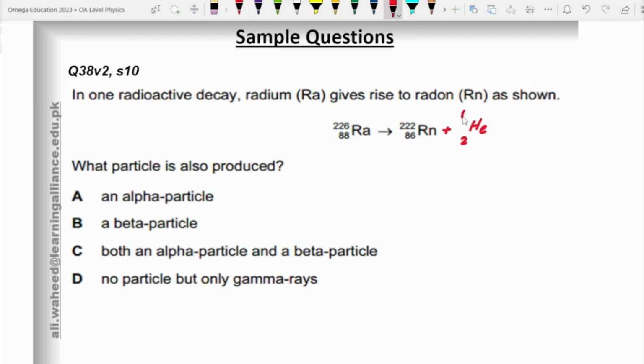So alpha particle is helium. You can write it this way, or you can write with the symbol alpha as well. Both would be fine for paper 2, but here we have to just pick up the right answer. So an alpha particle. Let's move on to the next one.